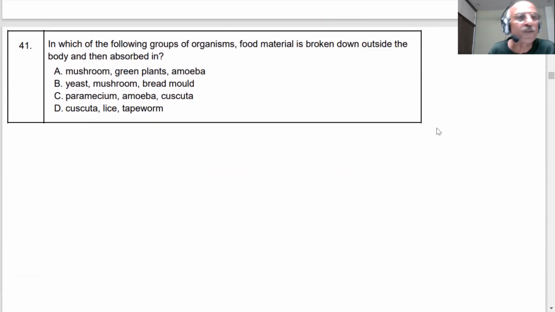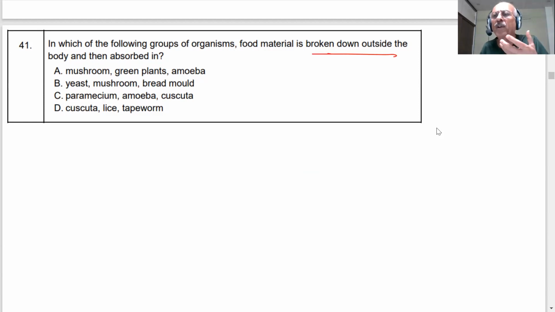Question number 41, student. In which of the following groups of organisms is food material broken down outside the body and then absorbed? What we are doing, we are eating the food. Our food is broken down inside the body. But what are those, student, where the food is broken down outside? You are already aware. There are some organisms which break down the food materials outside the body and then absorb it.